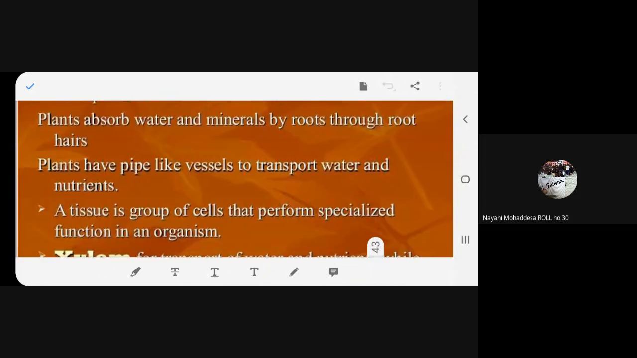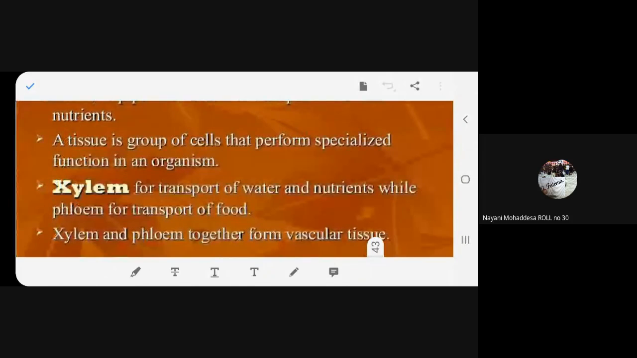Plants have pipe-like vessels to transport. A tissue is a group of cells that perform specialized functions in an organism. Xylem for transport of water and nutrients, while phloem for transport of food. Please read properly. It is nutrients, nutrients.